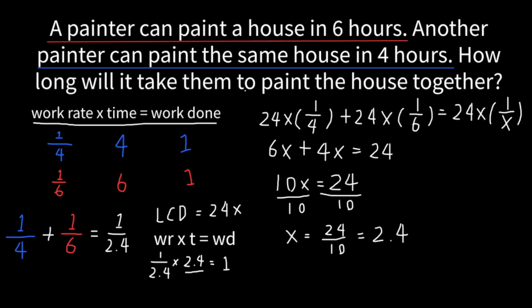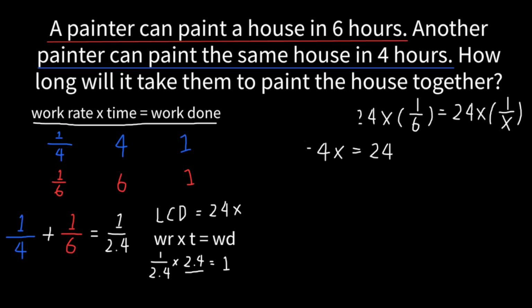Now remember that for all the time that we have used here, we have been using them in units of hours. I just haven't been writing that down because I feel like that would make things a little more complicated. So yeah, 2.4 hours is how long it will take them to paint the house together. You can't just stop there unless the question asks you exactly how many hours, how many minutes. We could calculate how many minutes that is.